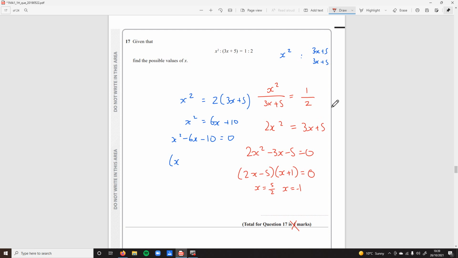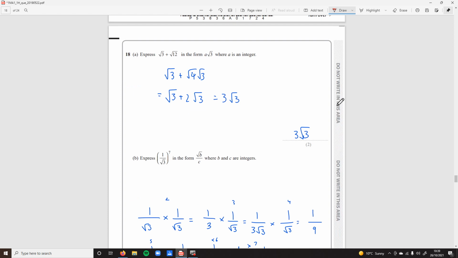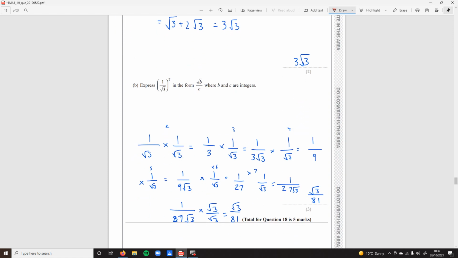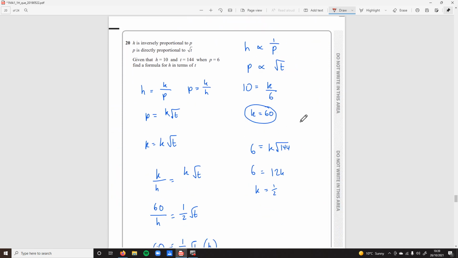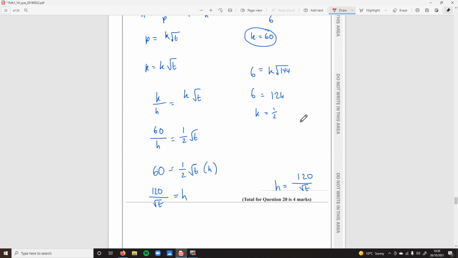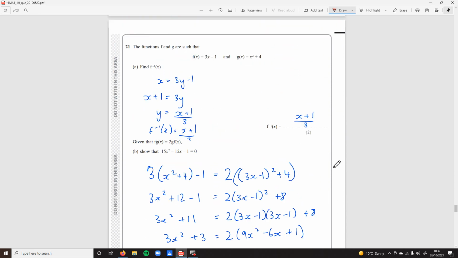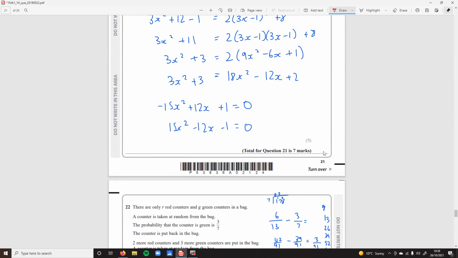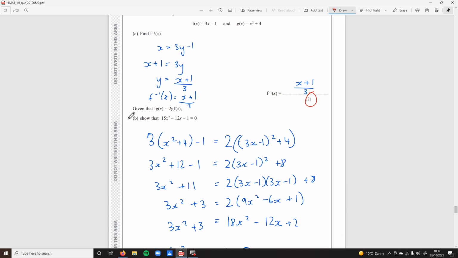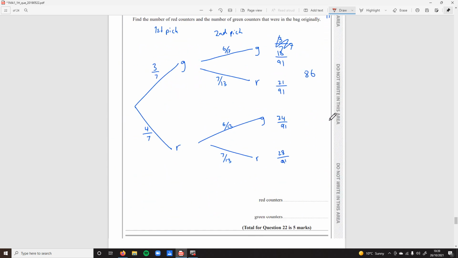So you've got to know the ratio goes to the fraction. Right, anyway. 3 root 3 and then root 3 over 81. We got those. Three 8 and then 3 minus 8. Wonderful. Oh god, oh, lovely. I didn't think I got that one right. 120 over root 2. x plus 1 over 3, yes, got that right. Got this proof right as well, because obviously I got the final show that thing, so that's right.